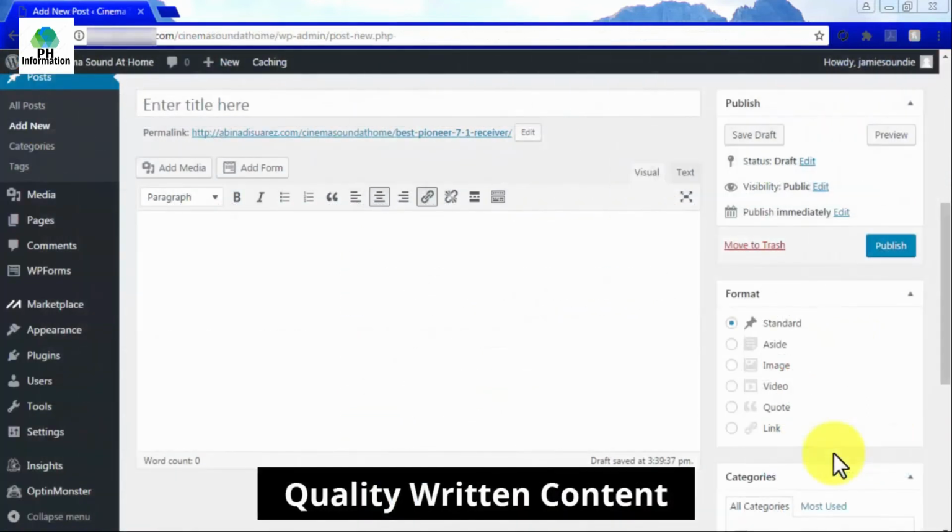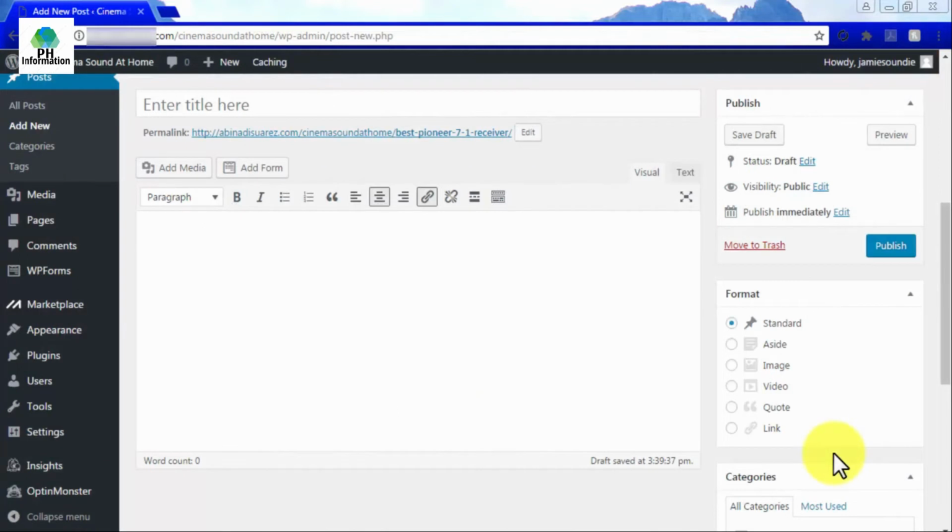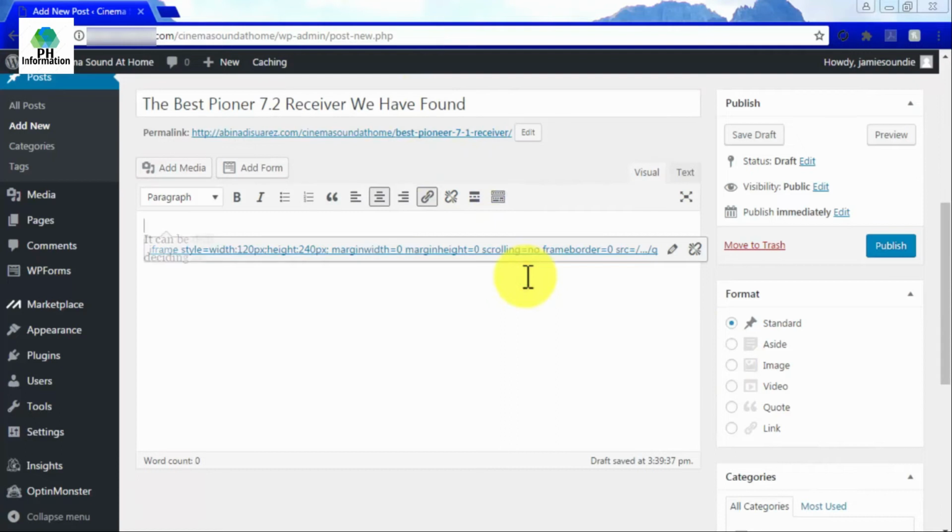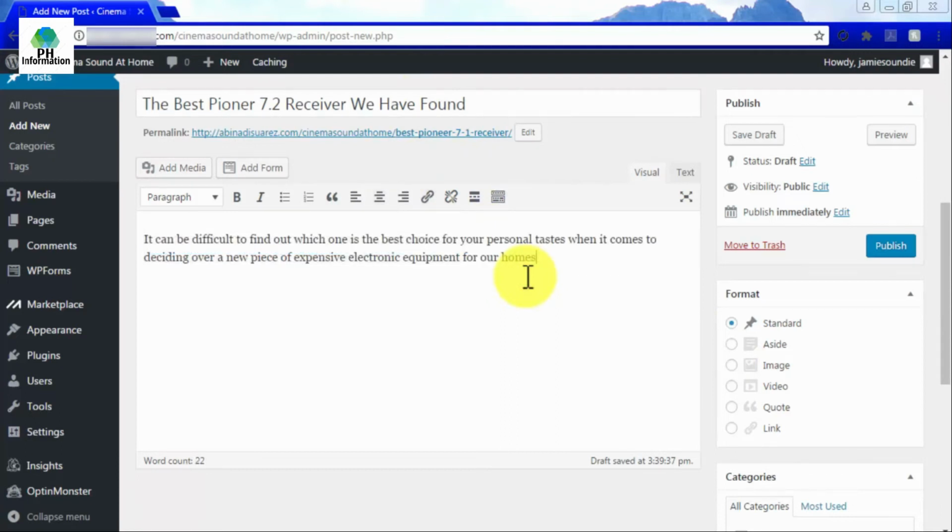Quality written content. Of course, your product pages would be nothing without cool and informative written content geared toward telling your visitors what your products are all about and why they should make a purchasing decision right when they finish reading, perhaps before. In order to achieve this, you have to go beyond reviewing the product or stating your opinion on the product. You have to answer the question that your visitors were trying to answer when they landed on your product page in the first place.